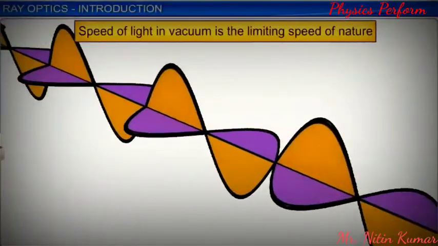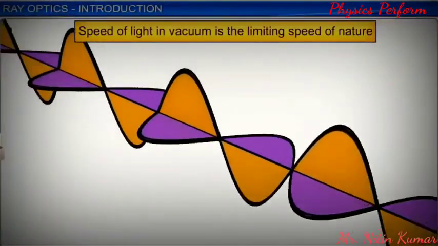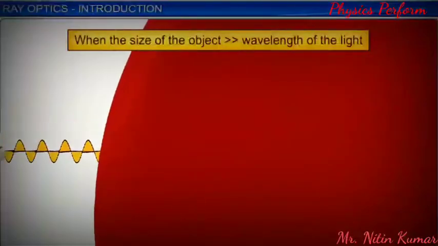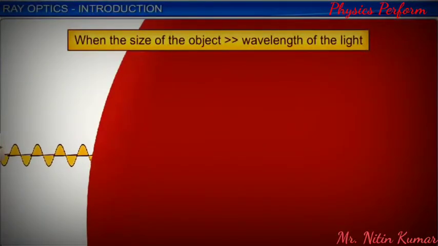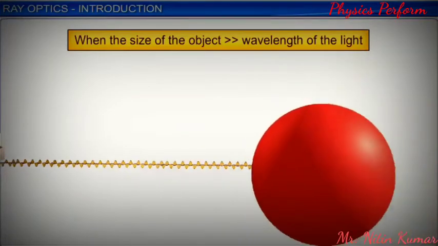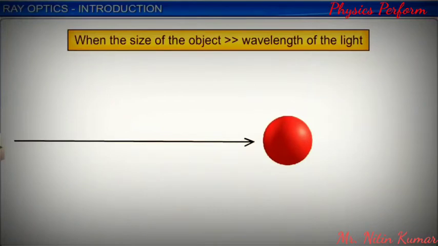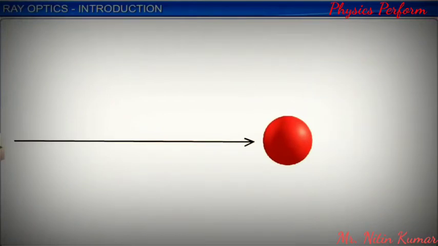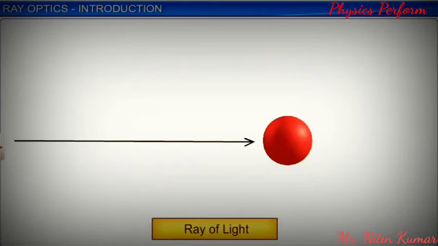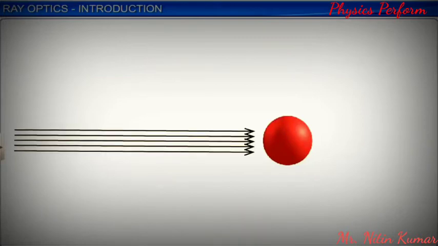When the size of an object with which light interacts is very large compared to its wavelength, we can treat the light as traveling in a straight line. This straight path of light is called a ray of light. A bundle of such rays together is called a beam of light. The study of different optical phenomena by treating light as rays is known as ray optics. In ray optics, the propagation of light through an optical medium is studied by tracing these light rays.